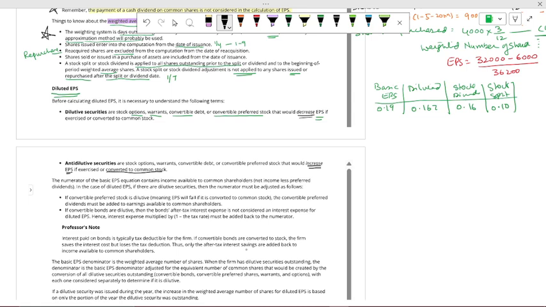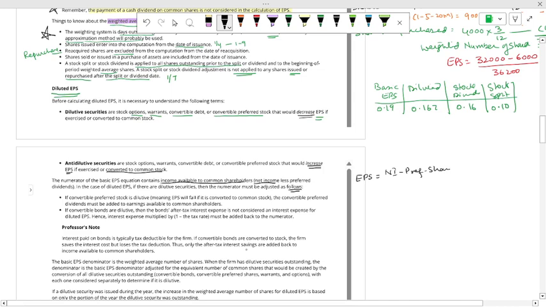That's very important. The numerator of the EPS contains what? Net income available to common shareholders, which is net income less preferred dividends. In the case of diluted EPS, if they are dilutive securities, the numerator must be adjusted as follows. Getting my point? See the thing. This is all it talks about. EPS, earnings per share: net income minus preference share dividends, divided by the weighted number of shares.